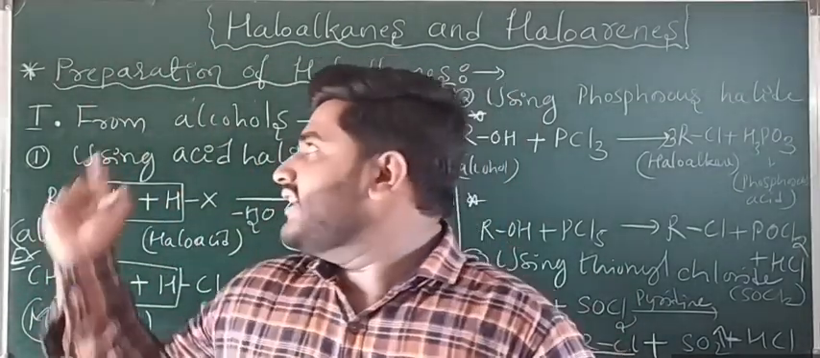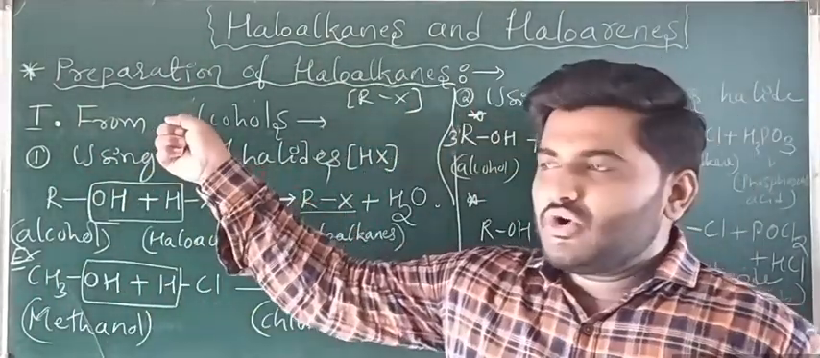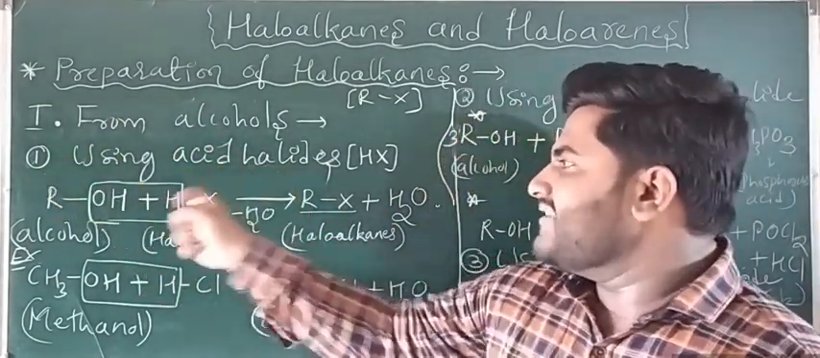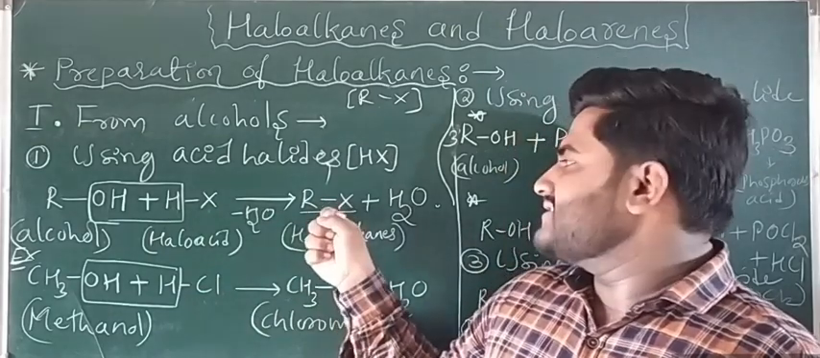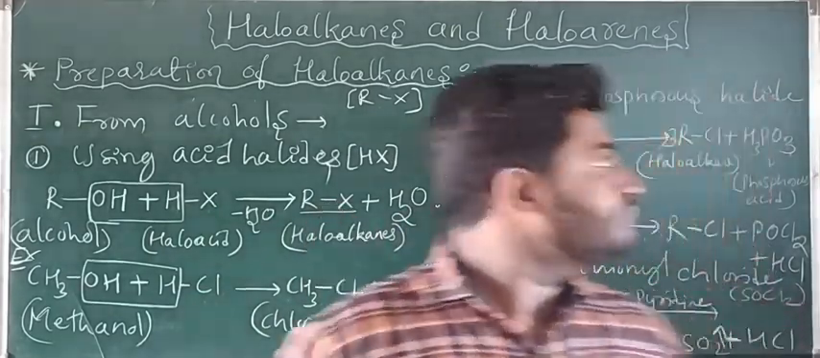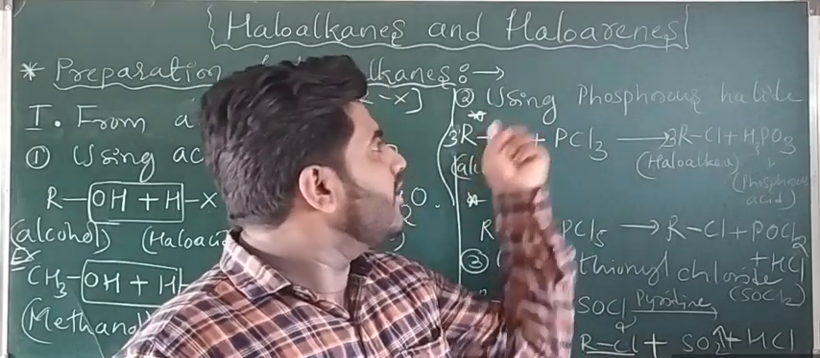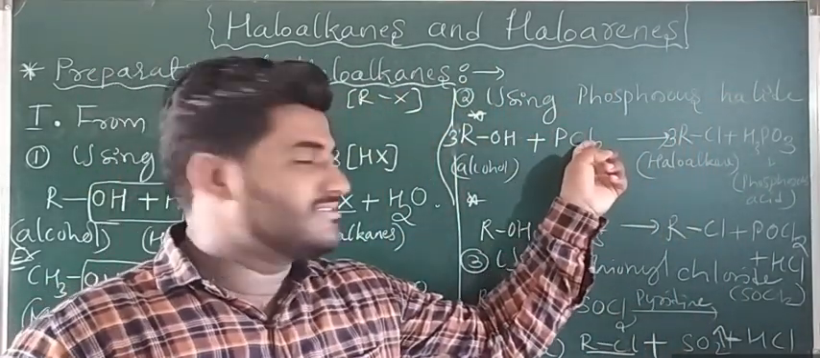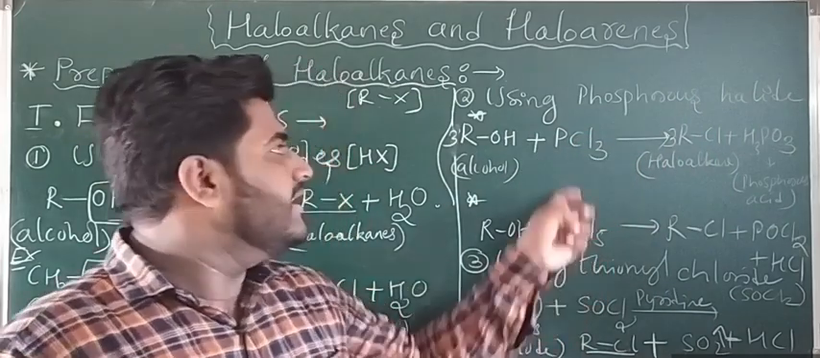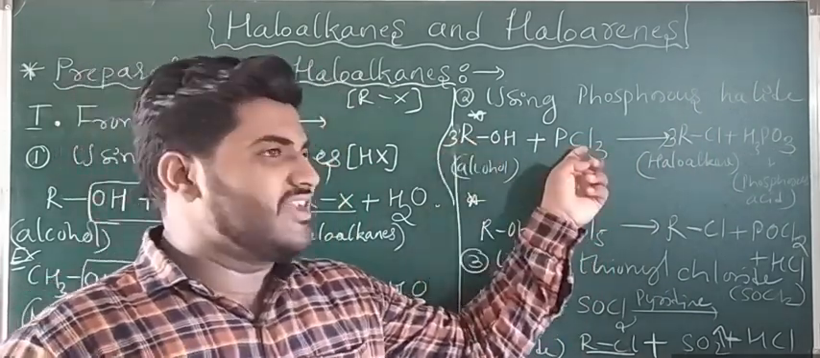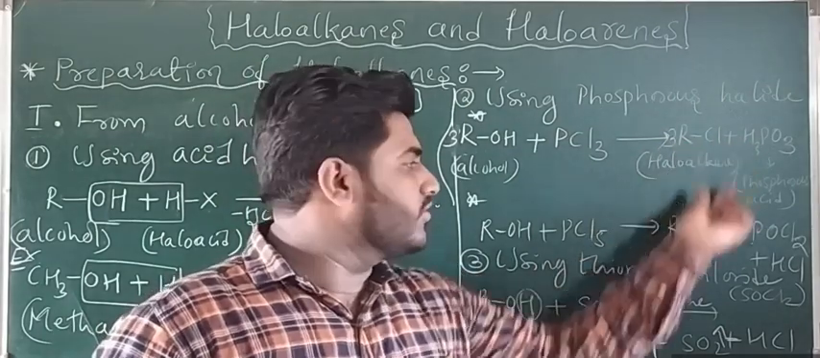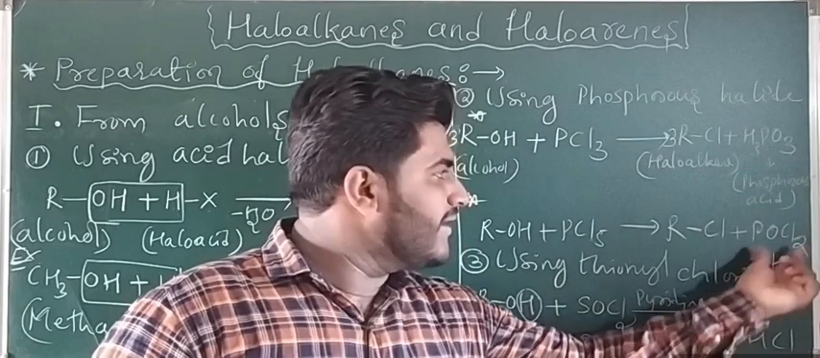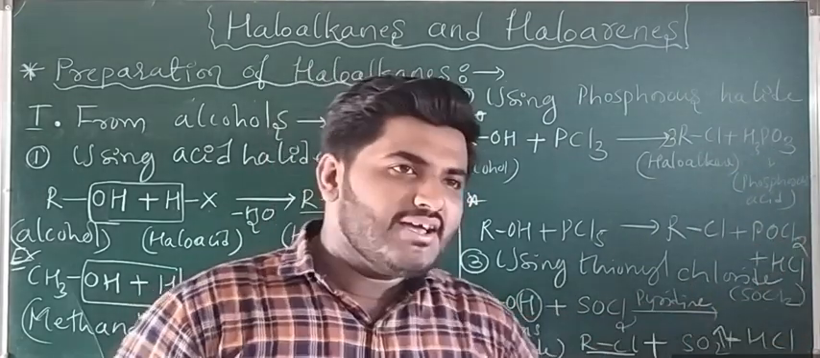I hope you understood. This is the first category. From alcohols, again 3 methods are there. From alcohols, using acid halide HX, we get haloalkanes as a product and H2O as a byproduct. Again, from alcohols, using phosphorus halides. In phosphorus halides, we have phosphorus trichloride and phosphorus pentachloride. If you use alcohol with phosphorus trichloride, we will get haloalkanes, no doubt. Here also haloalkanes. But the byproduct here is phosphorus acid, and here the byproduct is phosphorus oxychloride and HCl.